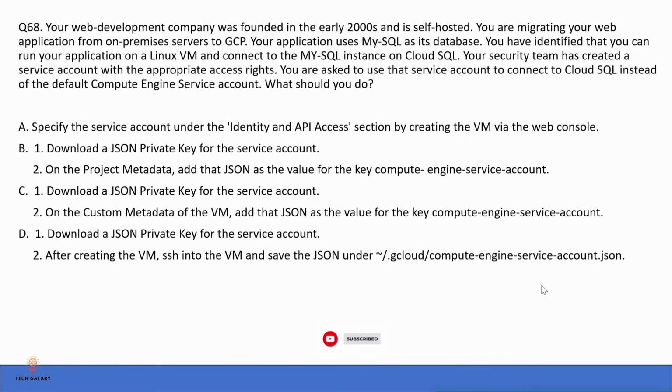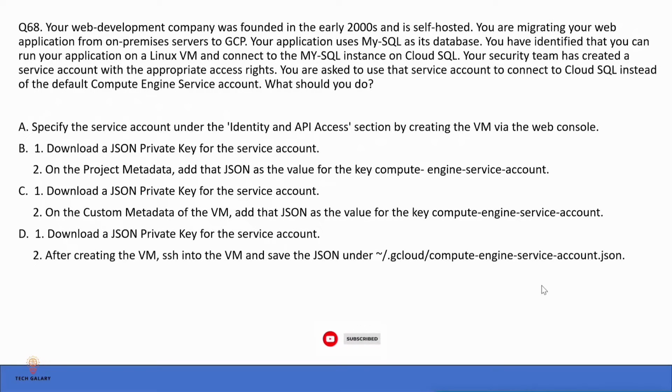Let's move ahead with the next question. Your web development company was founded in the early 2000s and is self-hosted. You are migrating your web application from on-prem servers to GCP. Your application uses MySQL as its database. You have identified that you can run your application on a Linux VM and connect to the MySQL instance on Cloud SQL. Your security team has created a service account with the appropriate access rights. You are asked to use that service account to connect to Cloud SQL instead of the default Compute Engine service account. What should you do?